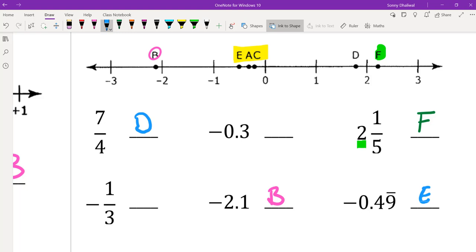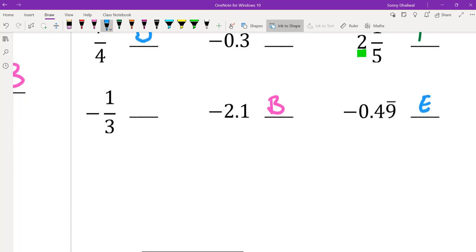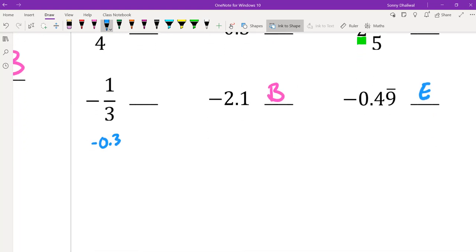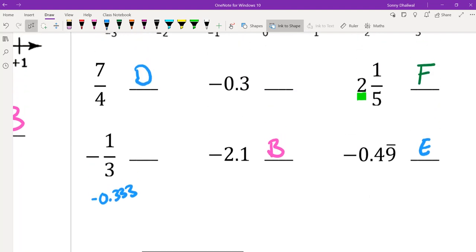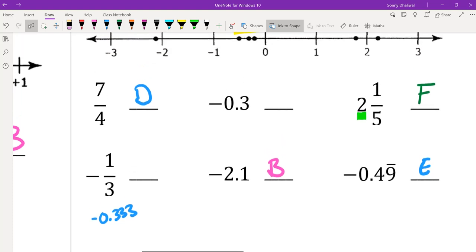If I turned 1/3 into a decimal, what would that be? 0.3 continuous. This is one of those fractions that you should know off the top of your head. Like a third, a quarter, a half. Those are some of the common fractions you use so much. You should sort of just know what it is.